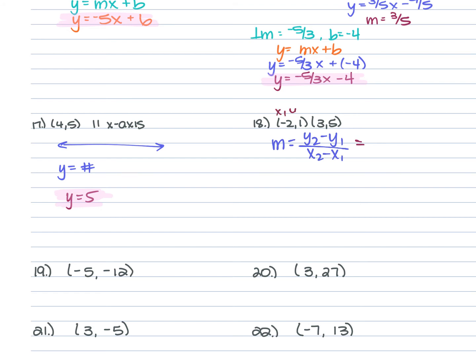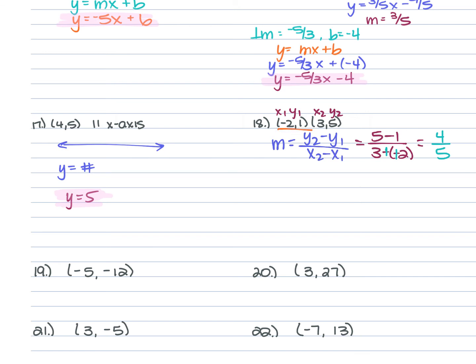Okay. So that x2 is going to be 3, and that y2 is going to be 5. So this is going to be (5 - 1) over (3 - (-2)). The double negatives turn into a positive, so 5 minus 1 is 4, and 3 plus 2 is 5. So the slope is 4/5. Use one of these two points and plug it into point-slope form, and then transform that into slope-intercept form. Which of the two points would you like to use?